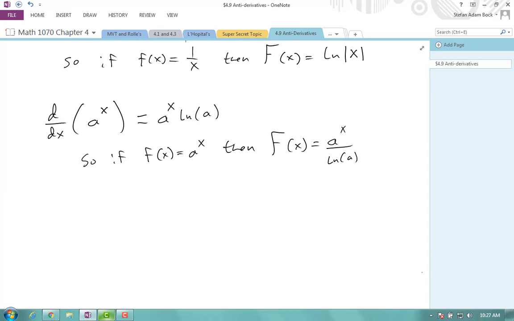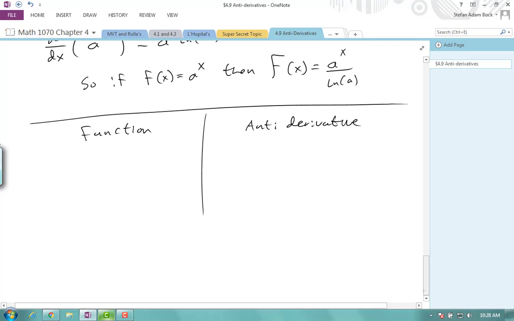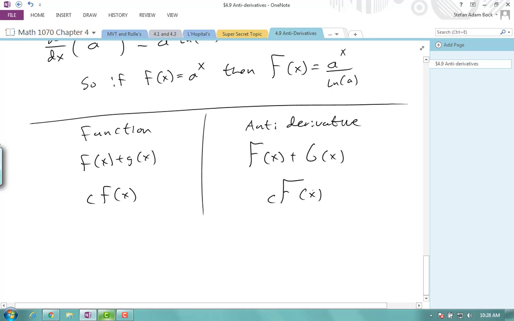But we can't do much more than this because we don't have any rules for antiderivatives. The best I can do is distribute across addition and subtraction. So if I have f of x plus g of x, then this follows the same rules as the basic differentiation rules. I'm going to have big F of x plus big G of x. And if I have a constant multiple, then I'm going to get a constant multiple. But I can't go any further than that.